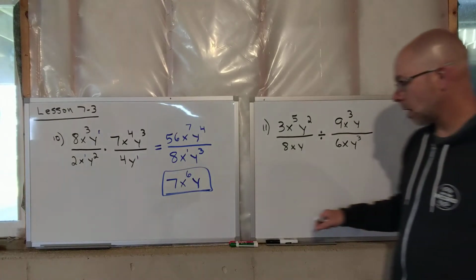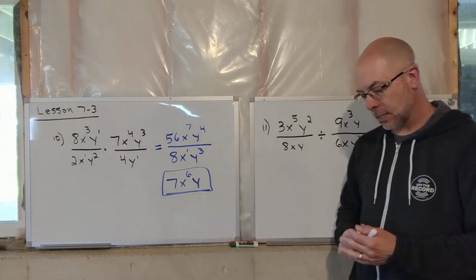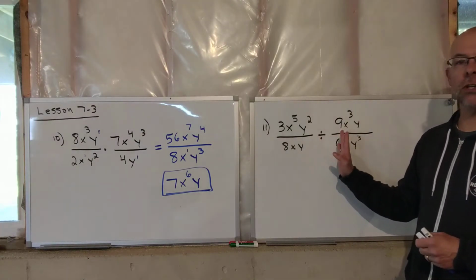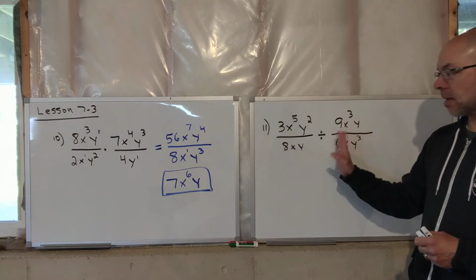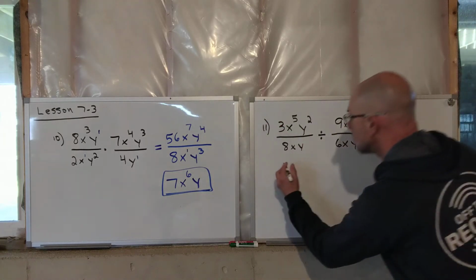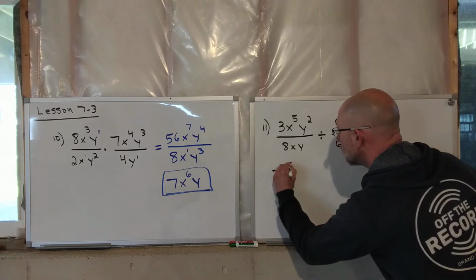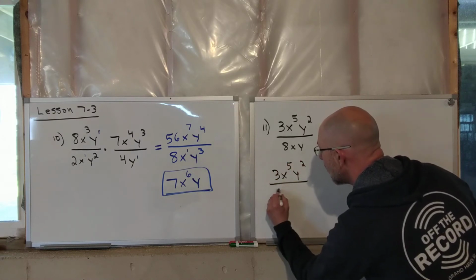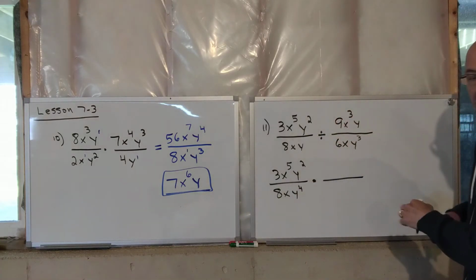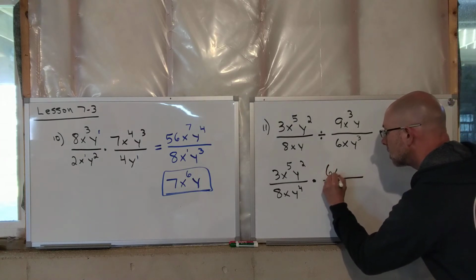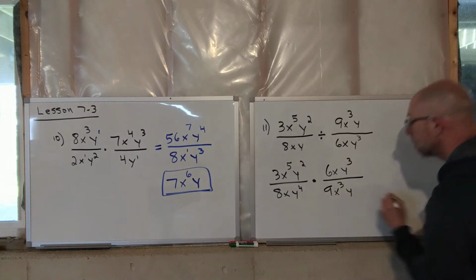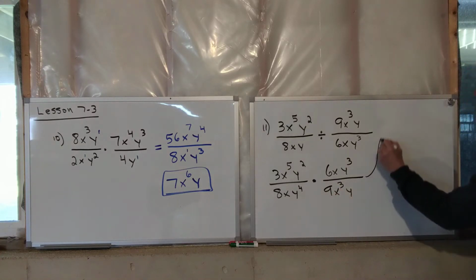Okay, this has got one added detail, and you know this detail from the previous videos. This is a division question. We don't do fraction division, we multiply by the reciprocal. So as soon as I fix that, it's going to be that example style. We leave the first thing alone, which is 3x to the 5th y squared divided by 8x y to the 4th. Make it times, flip that: 6x y to the 3rd over 9x cubed y. Now, I'm going to put that answer right up here when I'm ready.